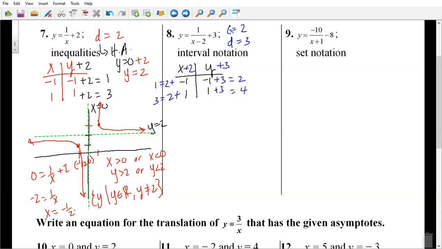And also remember, C and D control our asymptotes. So what our C and D are, those are our asymptotes. So if C is equal to 2, that means our vertical asymptote is at x equals 2. If D is 3, that means our horizontal asymptote is at y equals 3.